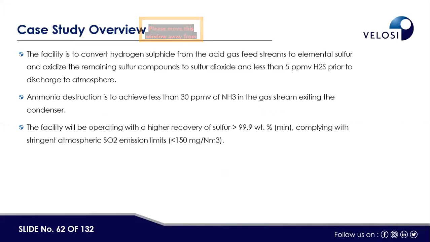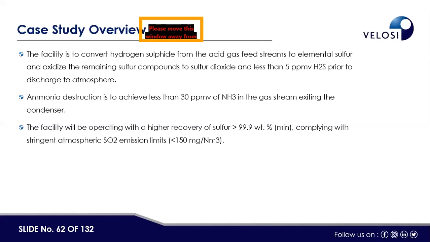The facility is to convert hydrogen sulfide from the acid gas feed streams to elemental sulfur and oxidize the remaining sulfur compounds to sulfur dioxide and less than 5 ppm H2S prior to the discharge to the atmosphere. Now here we will give you some project description, that is, what a sulfur recovery unit is.